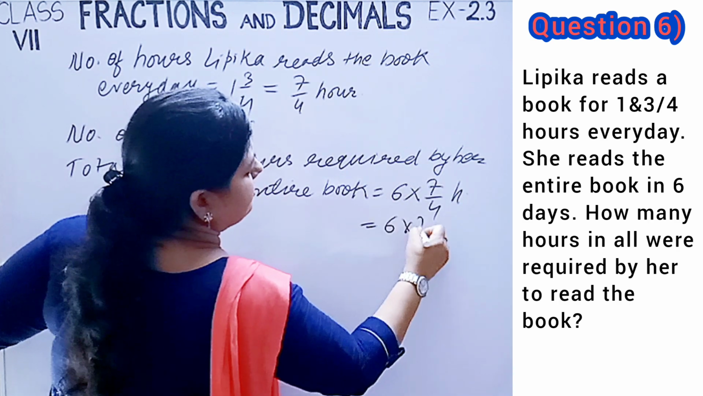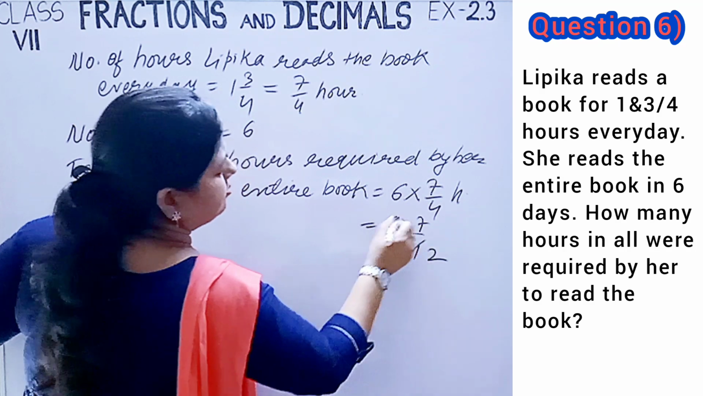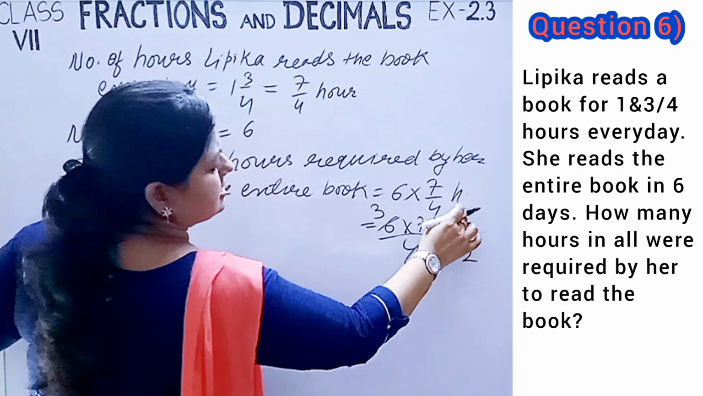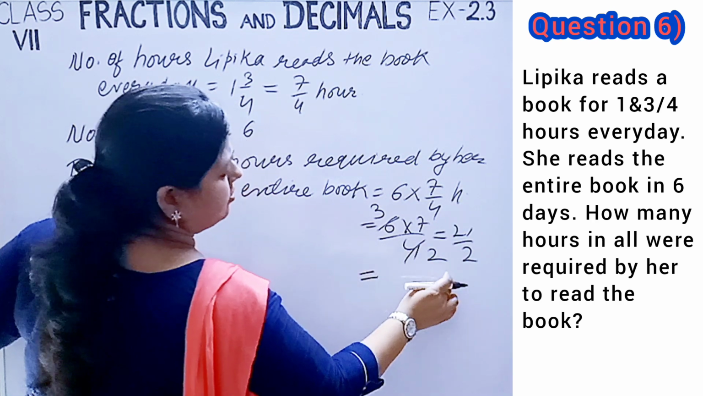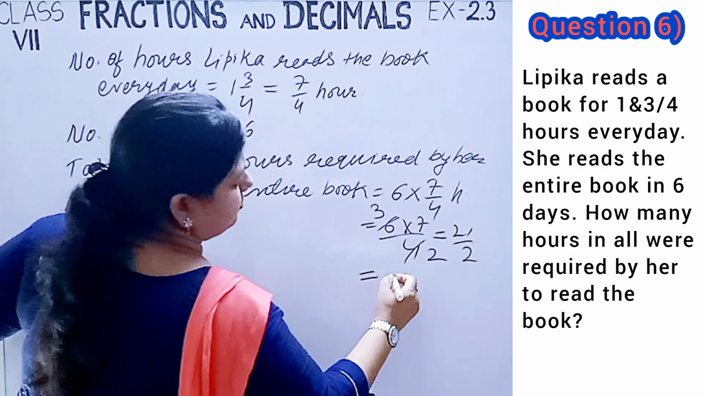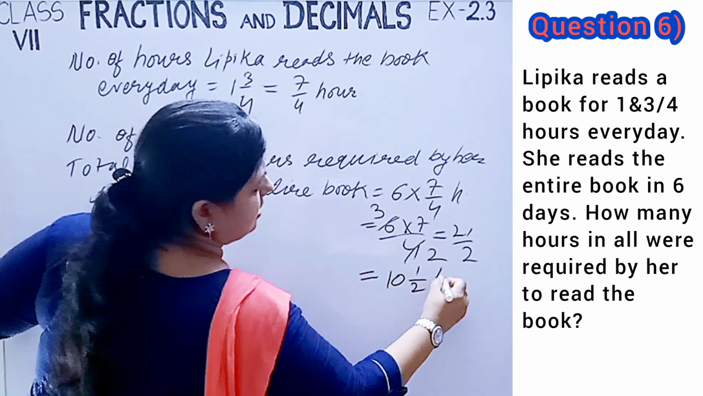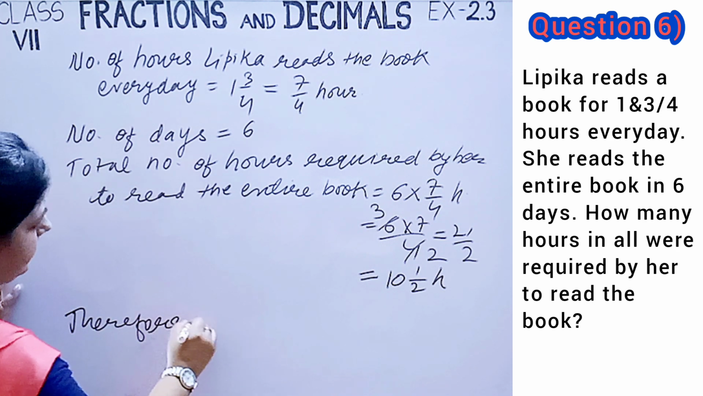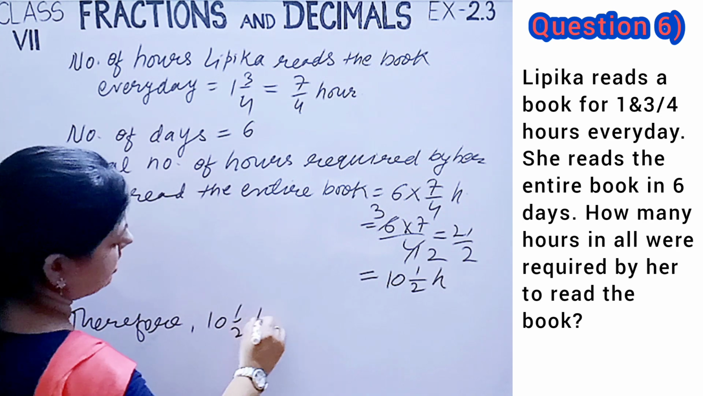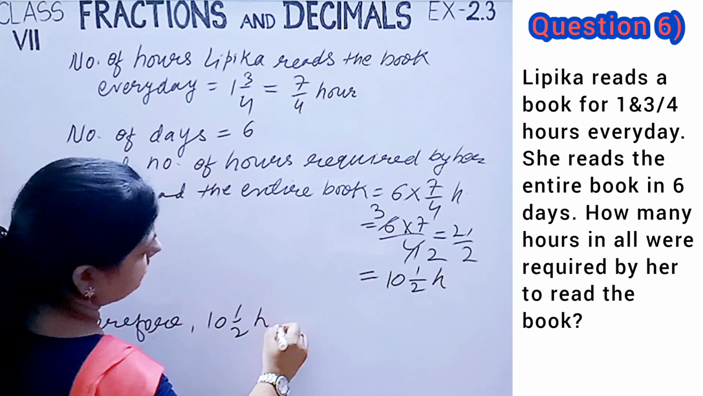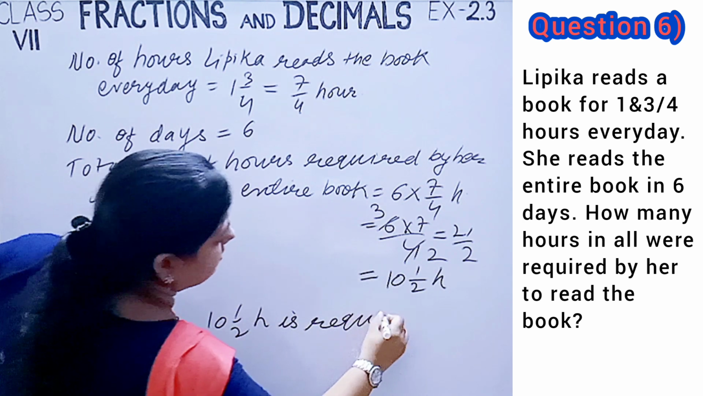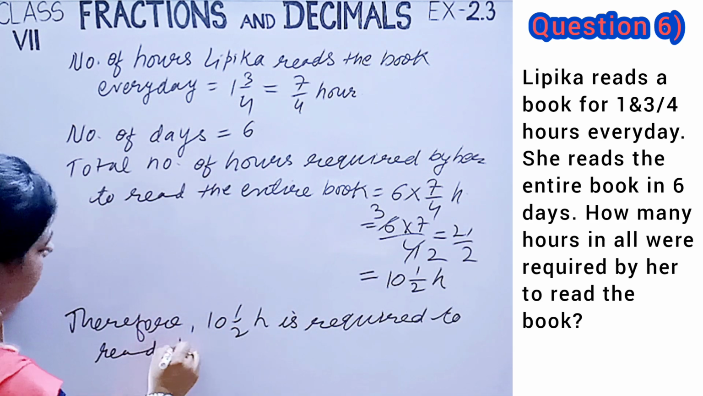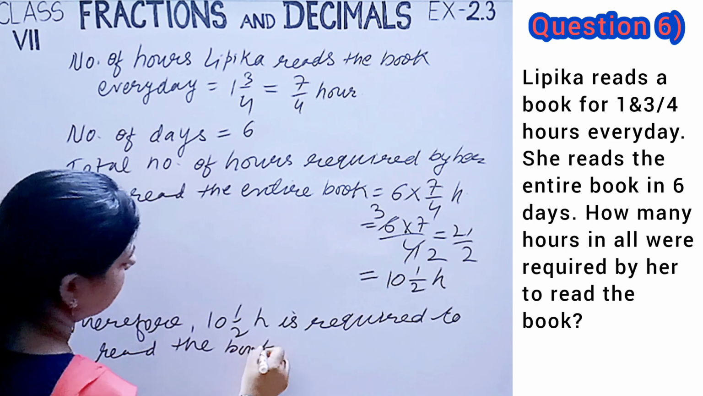So 6 into 7/4, 2 2s are 4, 2 3s are 6. It means 3 7s are 21/2. This is an improper fraction, so we are going to change it into a mixed fraction. So we get here 10 and 1/2 hours. Therefore, 10 and 1/2 hours, this is our answer. 10 and 1/2 hours are required to read the book. Answer.